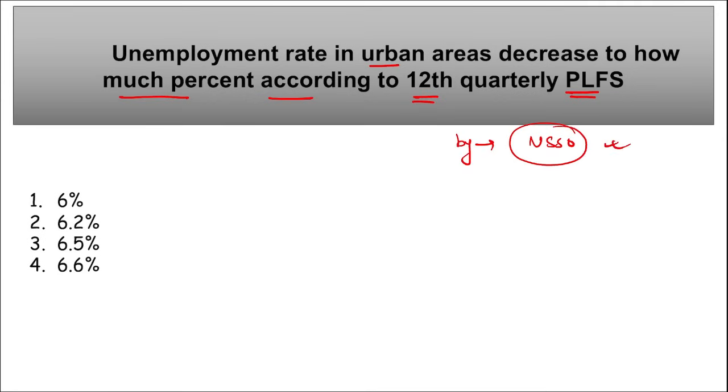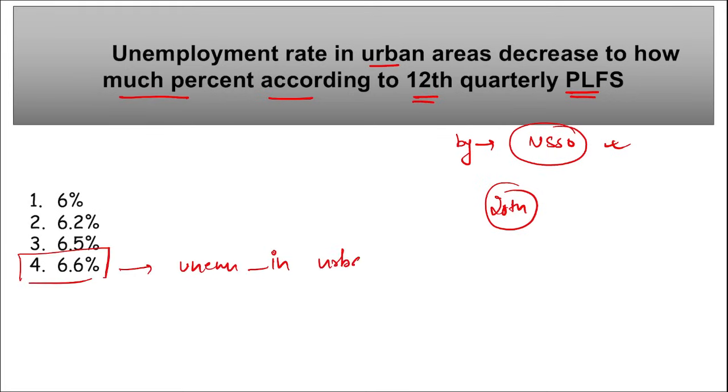Right? This is important. What is NSSO? That is National Sample Survey Office, right? The National Sample Survey Office releases the periodic labor force survey, and this was the 20th quarterly periodic labor force survey that was released by NSSO. Correct? According to them, what is the unemployment rate in urban areas? It is 6.6%.